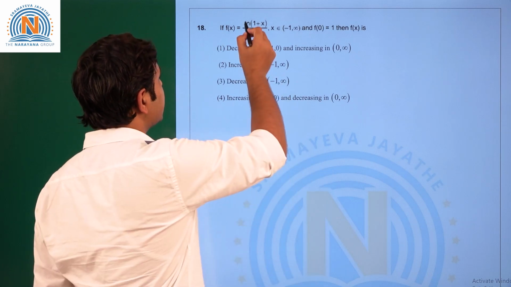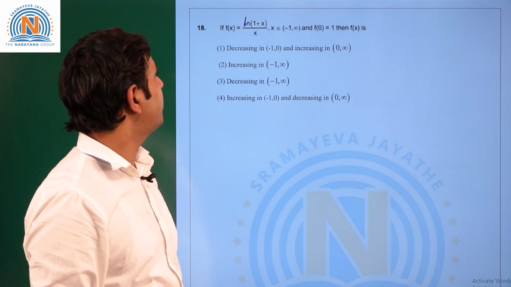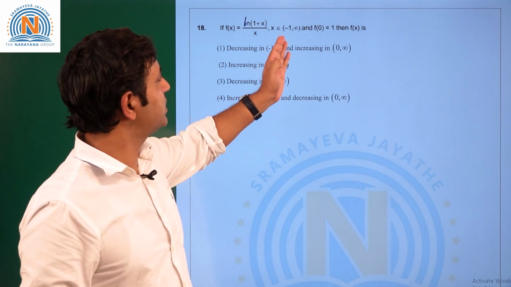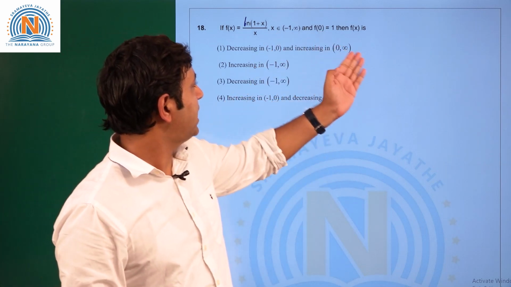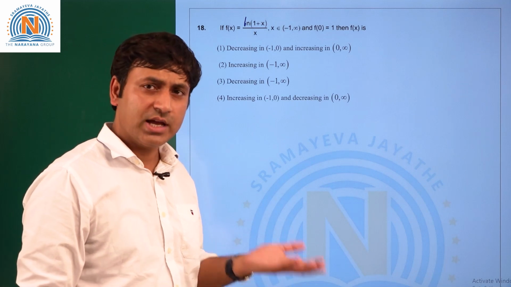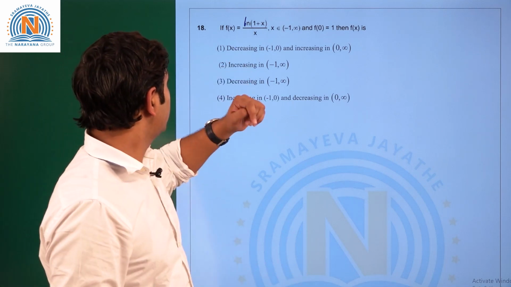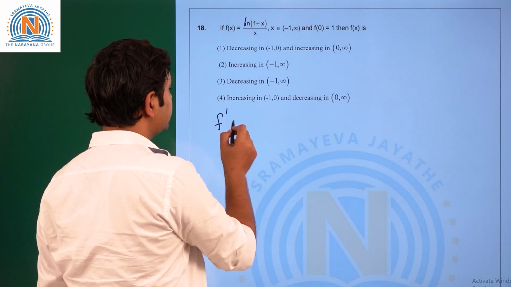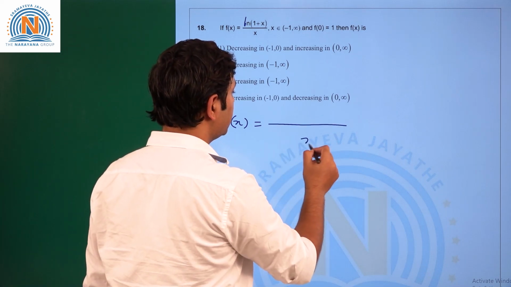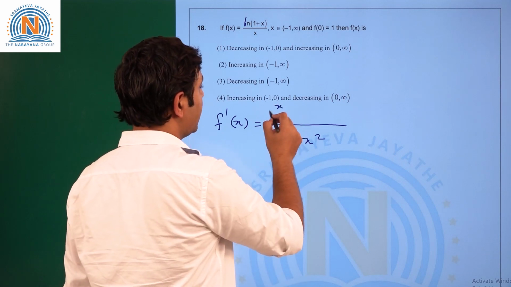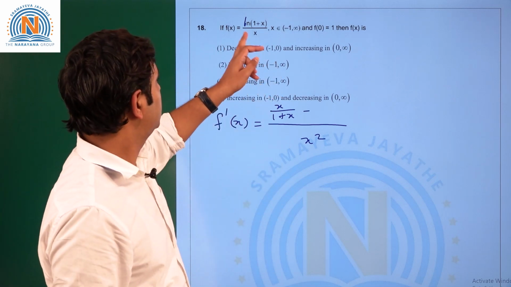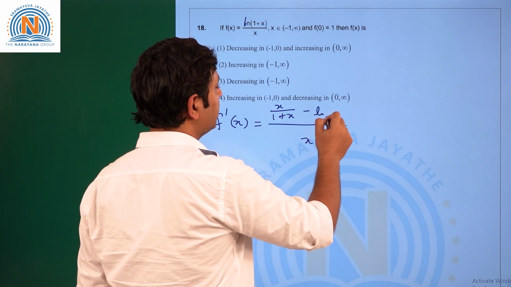Next, we have given f(x) as ln(1 plus x) upon x in its domain -1 to infinity. As we have taken, 0 is inside the domain by defining f(0) equal to 1. Then for f(x), we have to comment on increasing or decreasing, in which interval the function is increasing, in which interval the function is decreasing. What we'll do is differentiate the function. For increasing, decreasing, we differentiate the function. F dash x will come out to be (1/(1 plus x) times x minus ln(1 plus x)) upon x square, using differentiation of x and ln(1 plus x).